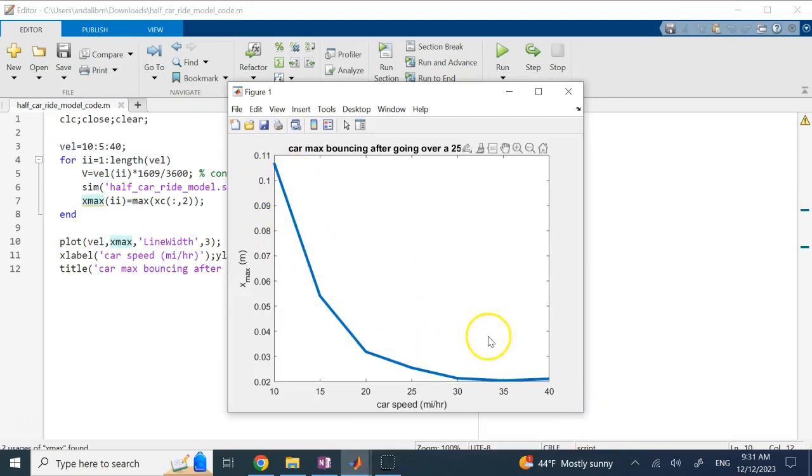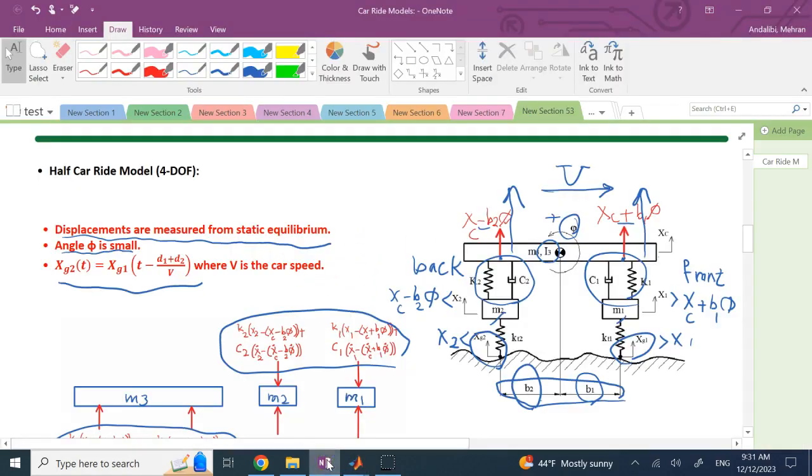And what is this plot showing you? This is showing you the maximum bouncing of the chassis per different passing speed, and you see the faster you go, up to so much, here up to 40, the maximum bouncing drops, okay? So the maximum bouncing drops as you go faster, and here we assume that when you go fast over the bump, you still keep contact with it.